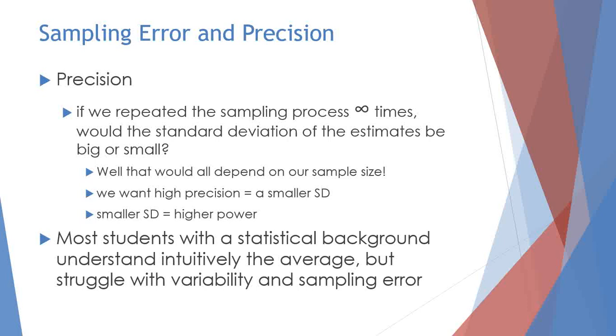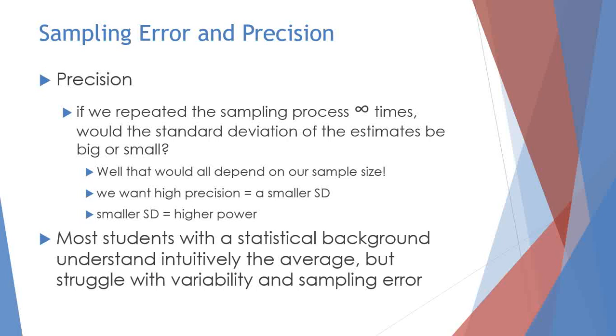So, sampling error controls our precision. If we repeat the sampling process an infinite amount of times, would the standard deviation of the estimates be big or small? Well, that all depends on our sample size. If we want precision, then we want a smaller standard deviation. And if we want precision, we're going to need a larger sample size. The smaller the standard deviation, the greater the statistical power, and the more likely you are to have data that's going to make your supervisor happy, and it's going to make you happy because you can publish it.